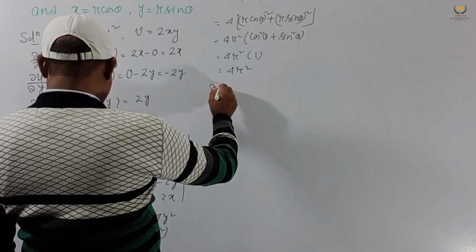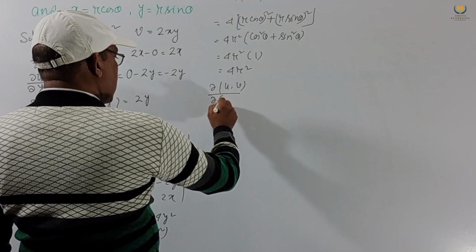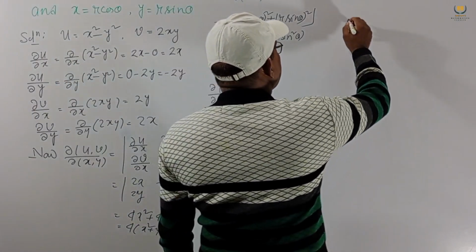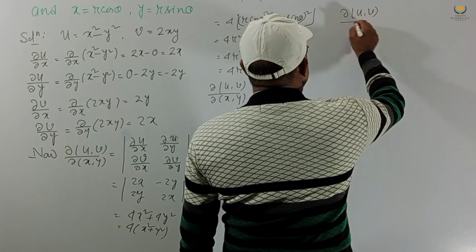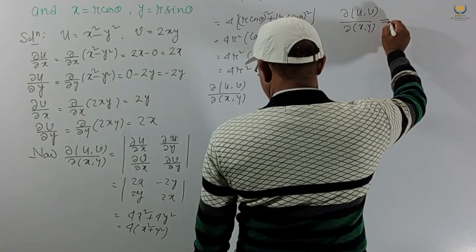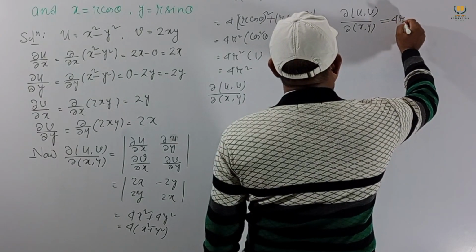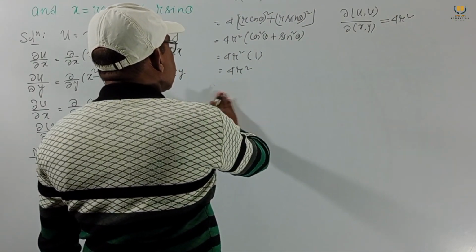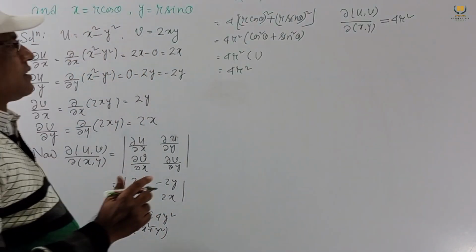So what we get, ∂(u,v)/∂(x,y). I want to write the result here. ∂(u,v)/∂(x,y) equals 4r square. This is the result. Next, we have to find this.